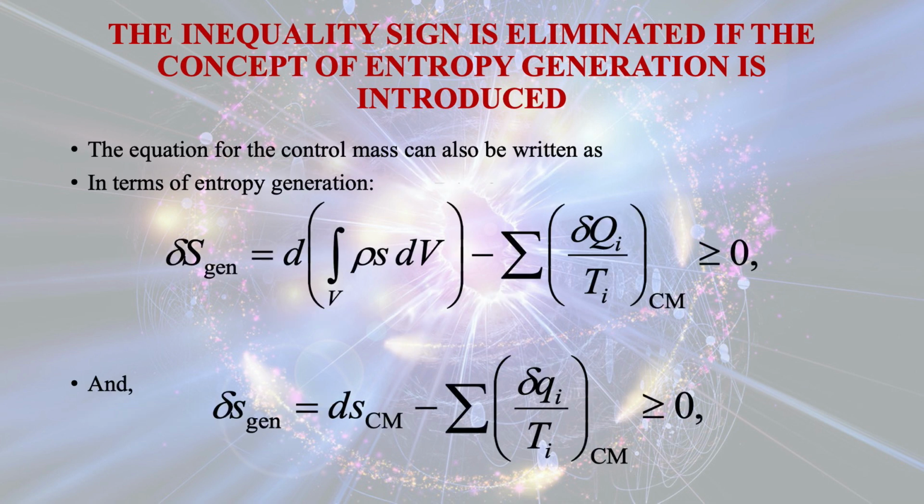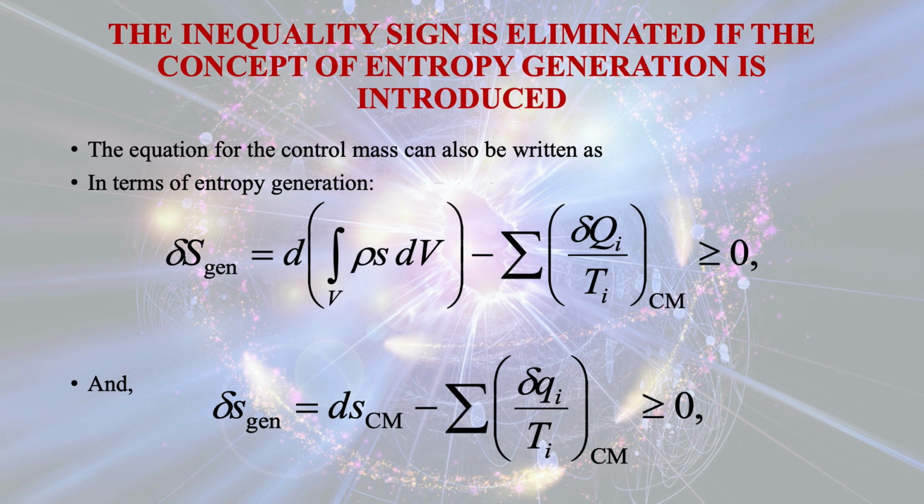The equation for control mass can also be written in terms of the entropy generation. So entropy generation, that is del S generation, is equal to d within bracket integral of rho s dv minus summation of del Qi by Ti of control mass, greater than or equal to 0. So for an irreversible process, del S generation, that is the entropy generation, is always greater than 0, but for a reversible process there is no entropy generation, so the entropy generation is 0.